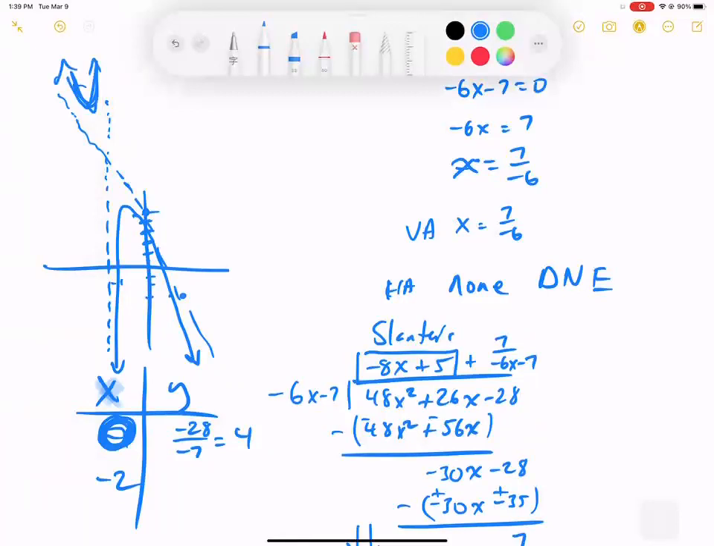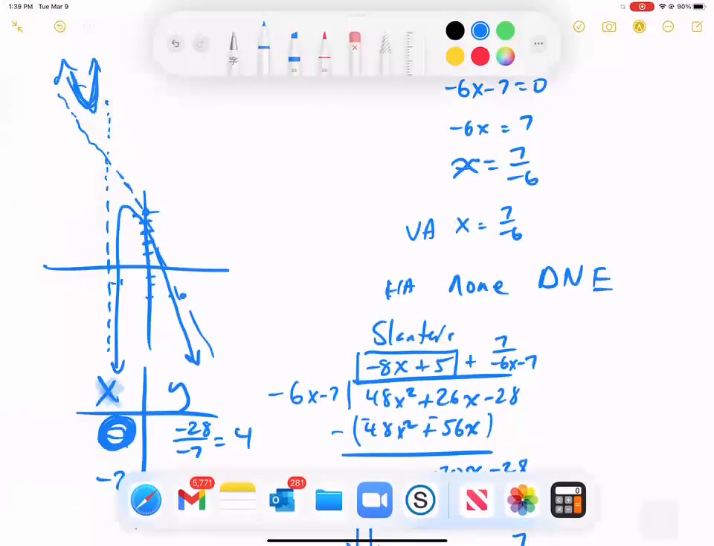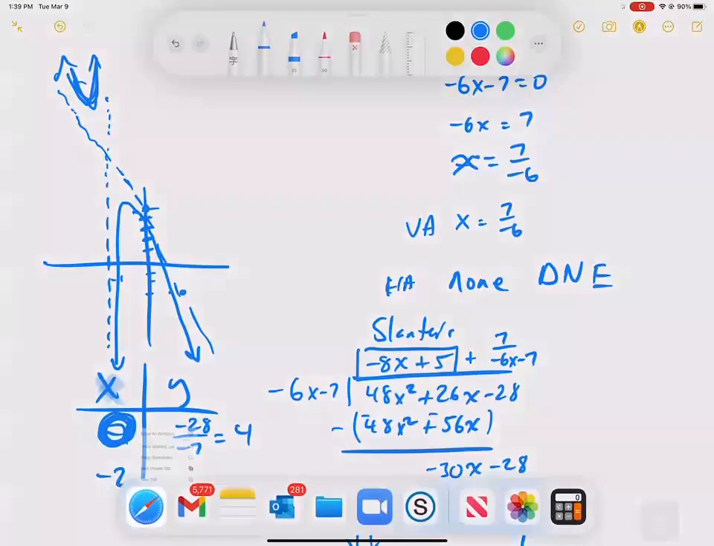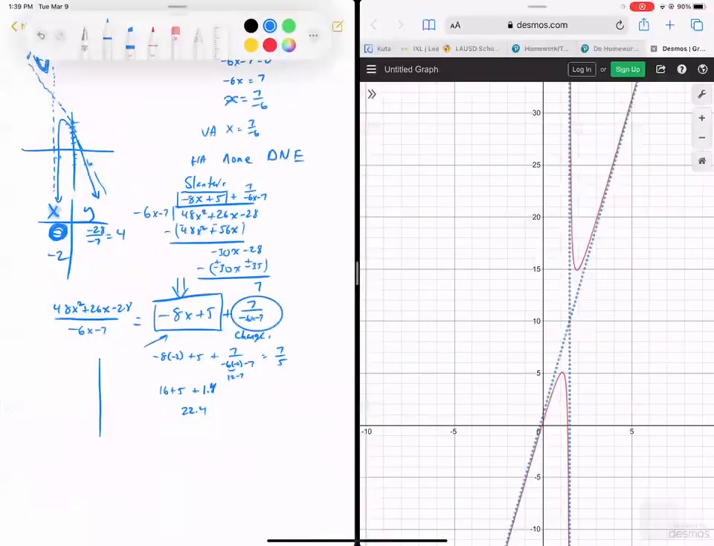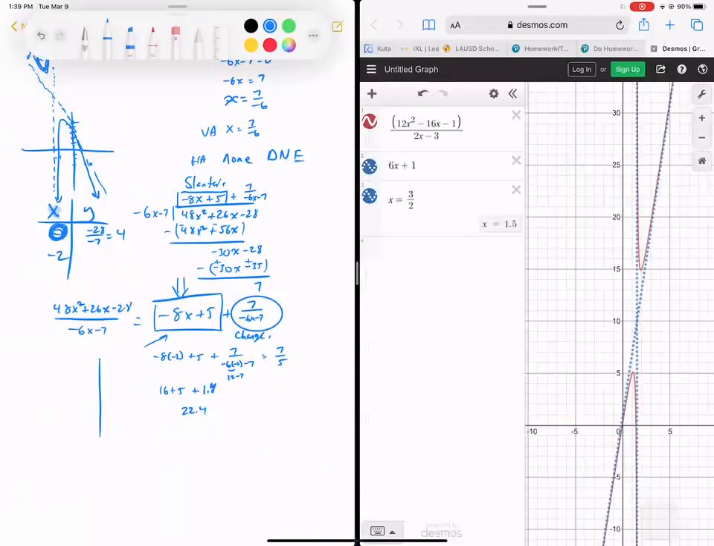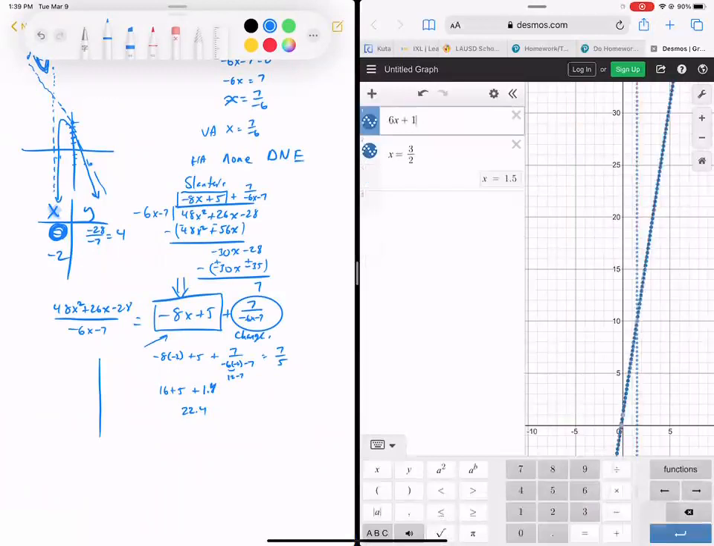Let's go and verify this graph one more time with Desmos. You can hear my children in the back. Yes, I can hear them too. They're super excited.